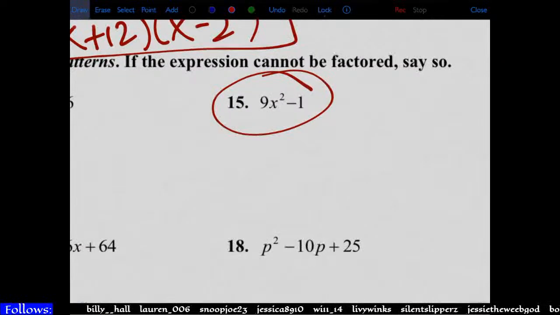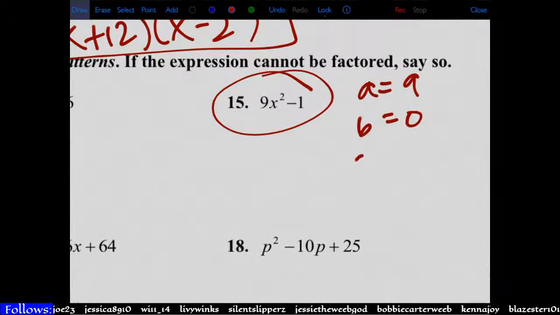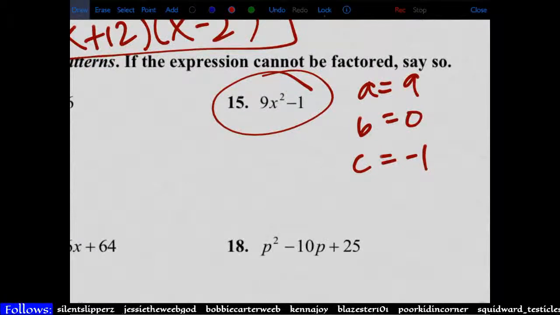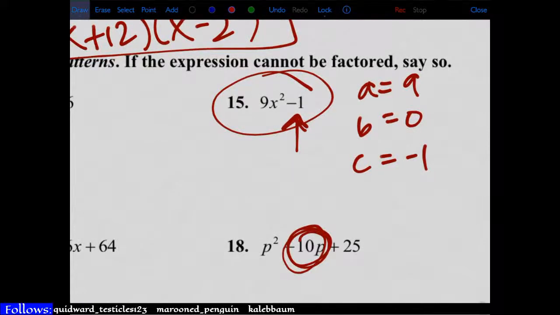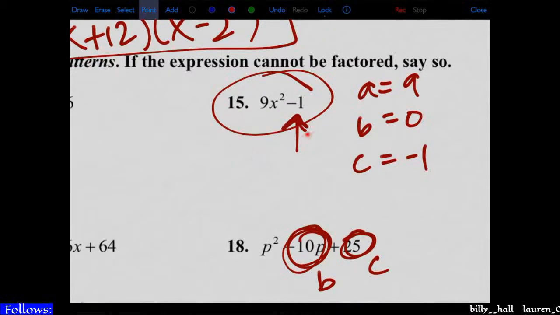Alright, shortcut here. Notice on this one, A is 9, B is 0, and C is negative 1. I noticed on tests people were putting that B was negative 1 and C is 0. If this negative 1 doesn't have an X next to it, then it's C. B always has an X next to it. It always has a variable. Like this thing right here is B. This thing here is C. So negative 1 is actually C on this one here. Yeah, Jesse, we'll look at 36 in just a sec.